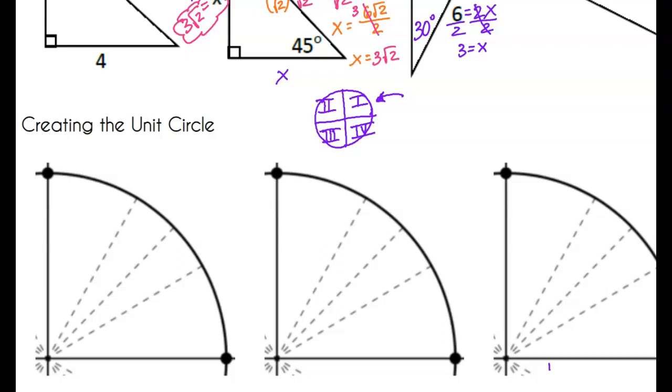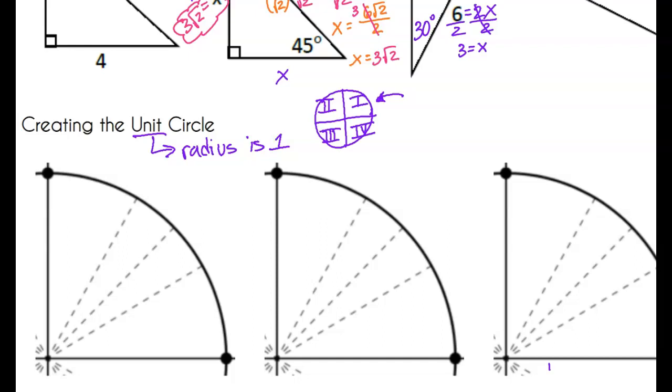So the unit circle is called the unit circle because the radius is one, always. The radius is one. That's why it's called the unit circle, because the radius is one unit. One.